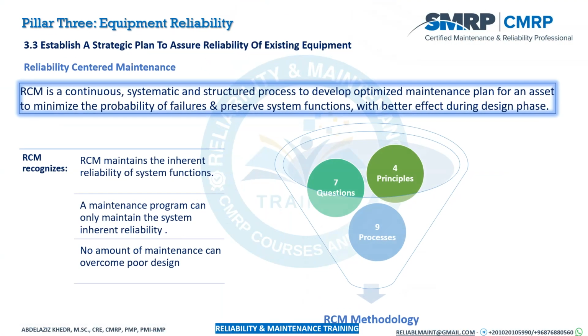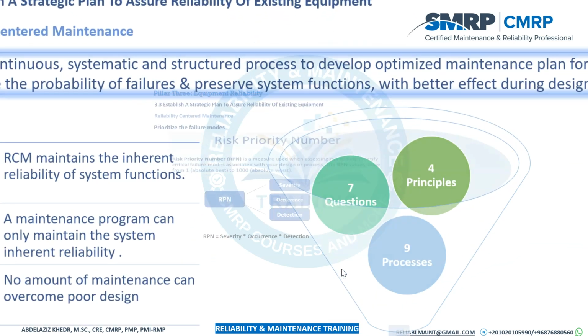The next point is reliability-centered maintenance. This is the methodology to optimize our equipment. It is a risk-based methodology focused on preserving the functions of our system, and also on prioritizing our failure modes and selecting the most appropriate technique to be implemented. In this process, we have 4 principles, 7 questions, and 9 processes. All of them handle the reliability-centered maintenance methodology.